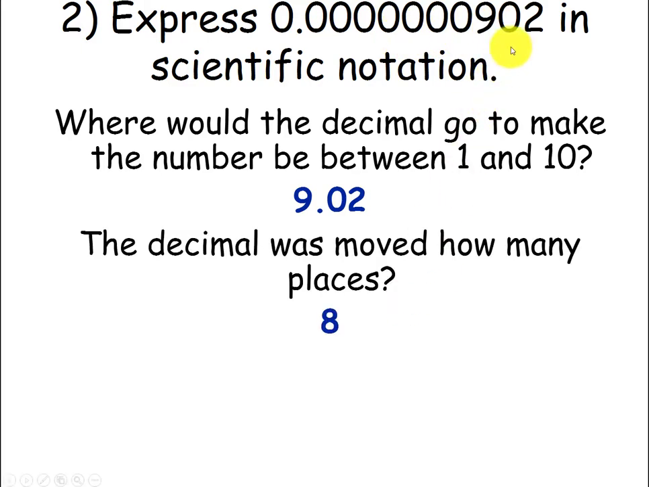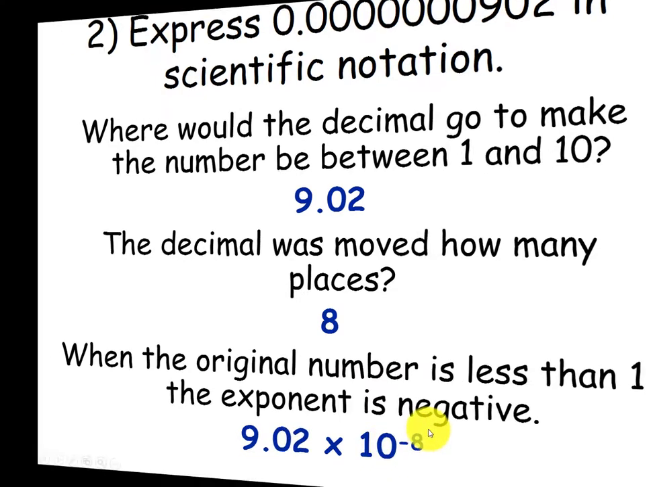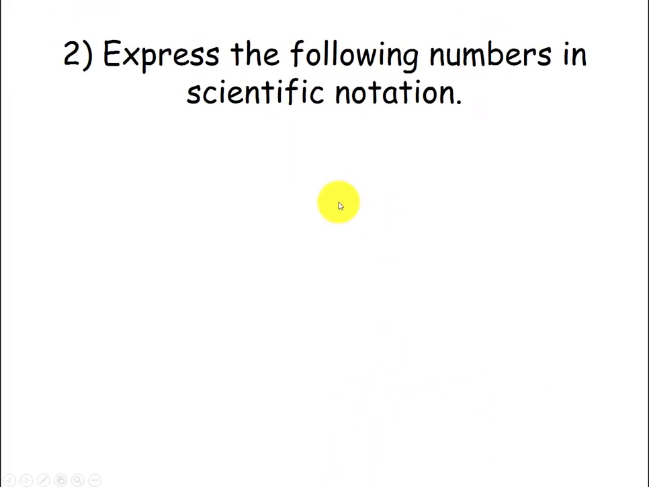Next, since our original number is less than 1, your exponent should be a negative number. So our scientific notation should be 9.02 times 10 raised to negative 8. Express the following numbers in scientific notation.